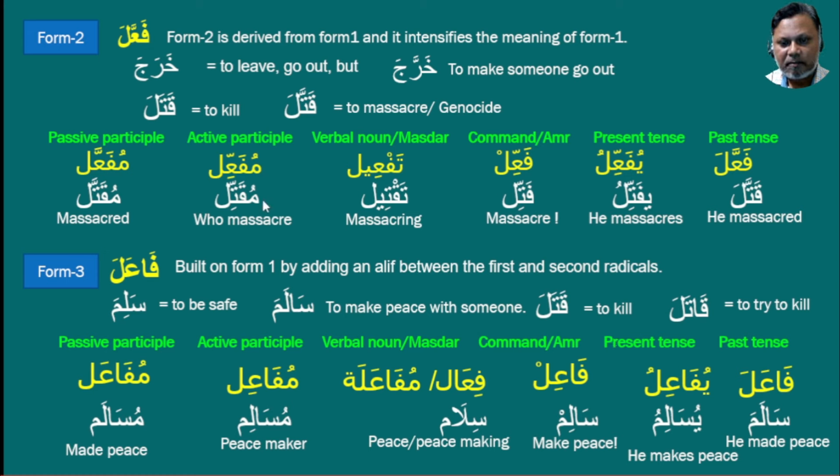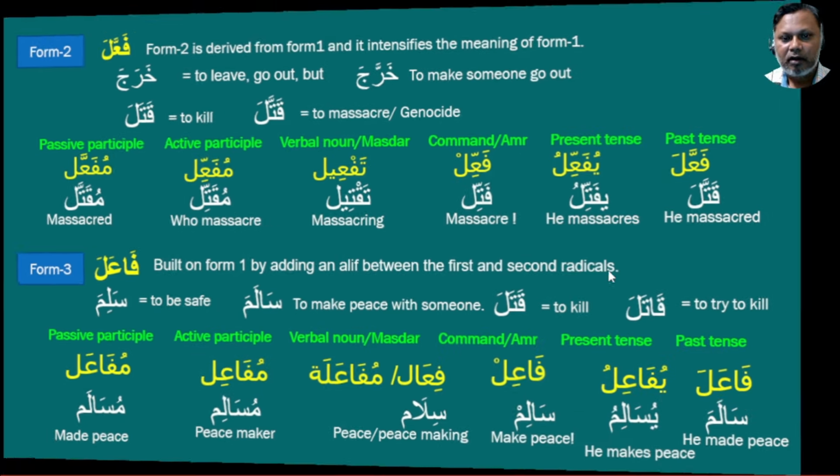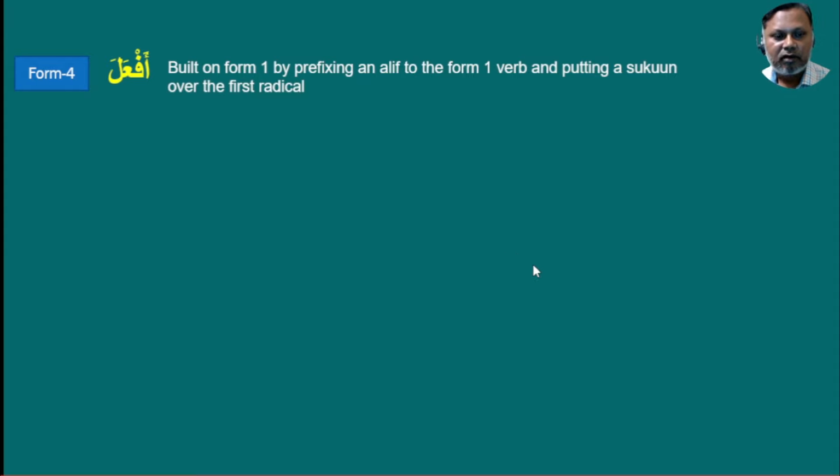I am not giving any example from the Quran or any real sentence, because in that case this would make the video longer. So I will make separate lessons for Quranic examples under all of these branches in the next lesson, inshallah. Now we will go for pattern 4, form 4. Form 4 is af'ala. Af'ala also comes from form 1. To form 1 we just add an alif with hamza and fatha, and the sukun on the first radical, af'ala.